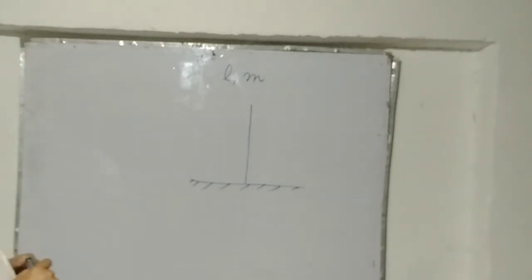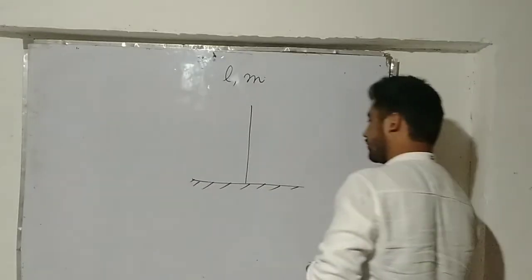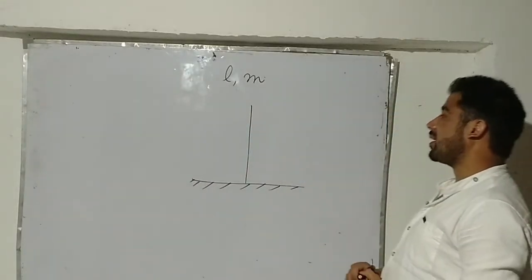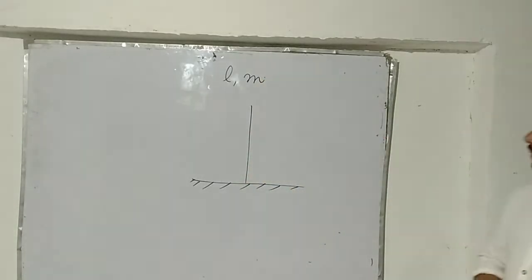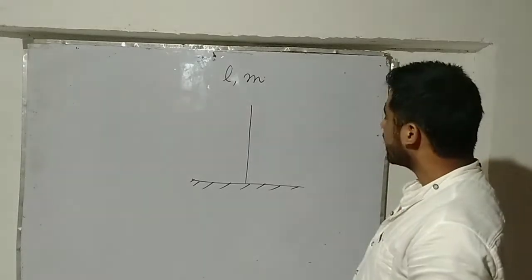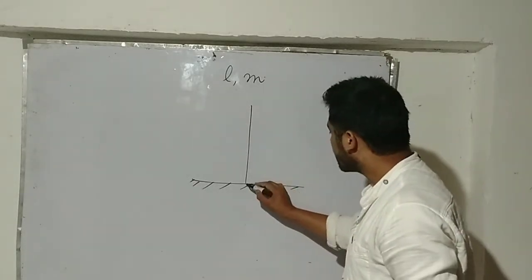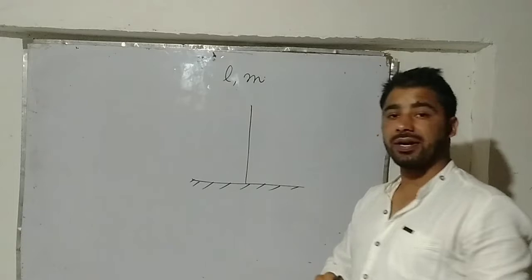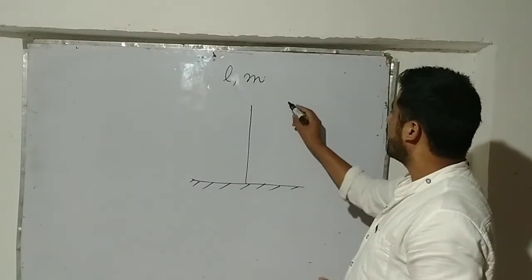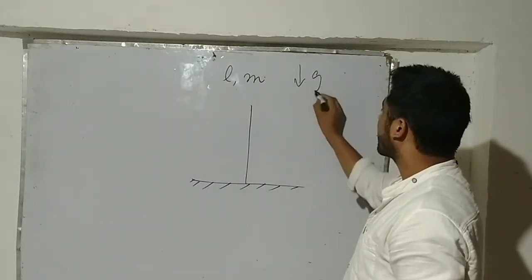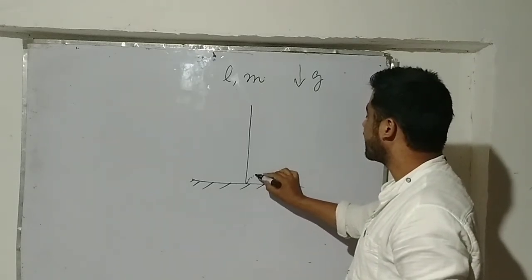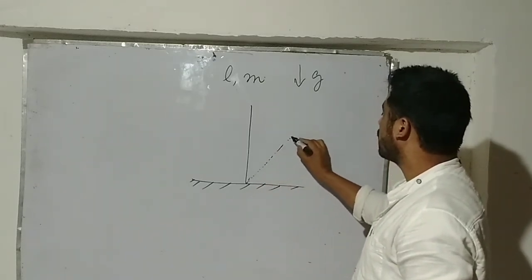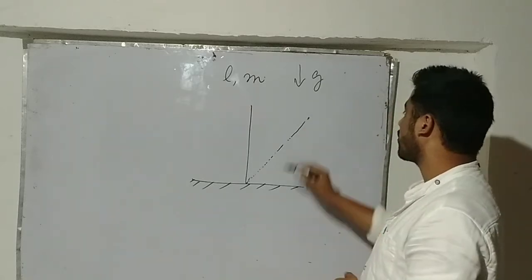I am just trying to picture the problem here. This rod has a length L and a mass M. The rod is symmetrical about its whole length. It is also given in the problem that the rod turns about its pivoted end as it falls under gravity. When the rod falls under gravity and turns about this pivoted end, there is a new position of the rod.